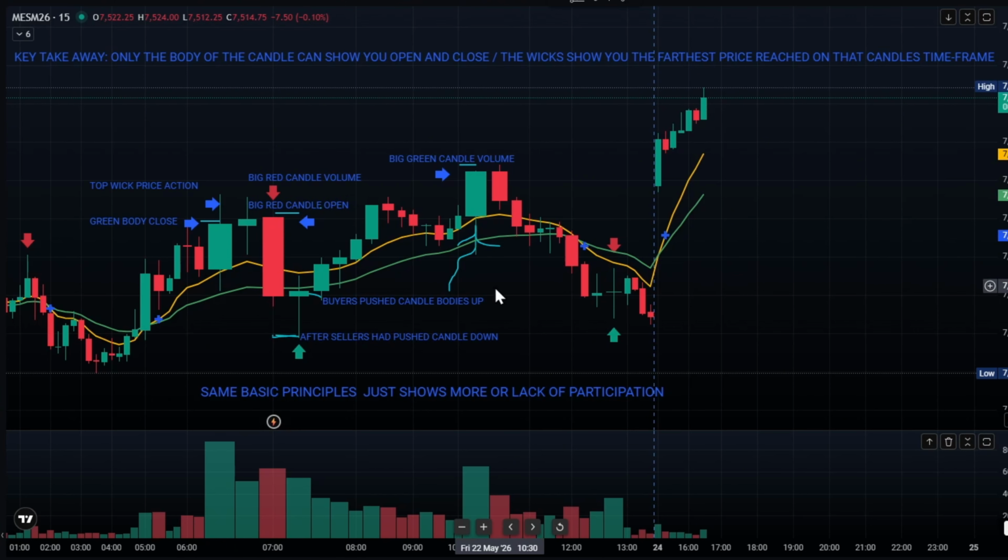But here's the key: volume does not automatically mean the move is good. You still have to read the wick, the close, and the location on the chart. A big candle with a strong close can show momentum. A big candle with a long wick can show rejection. And a skinny candle usually tells you there was not much participation behind the move. So the simple way to read volume candles is this: same candle rules as regular candles, but now the candle is showing you how much volume was behind that move.